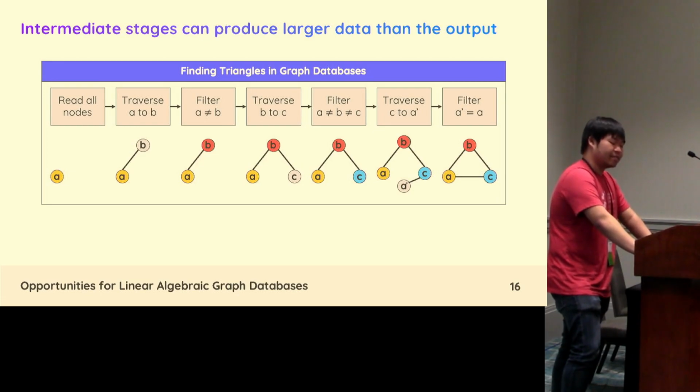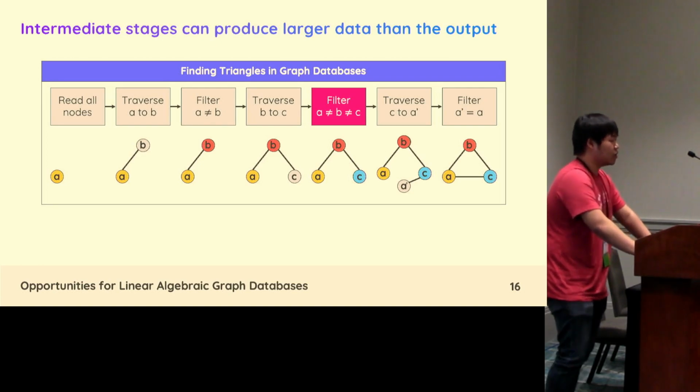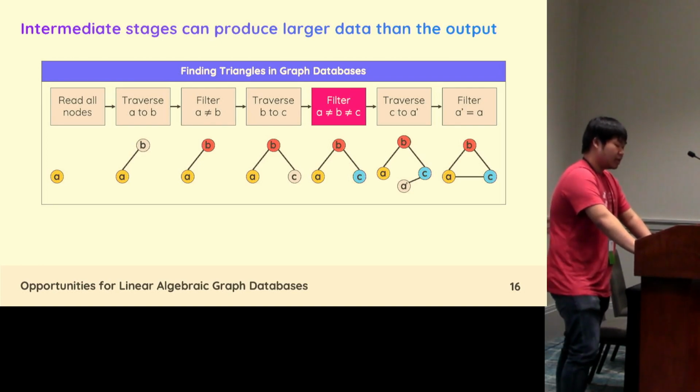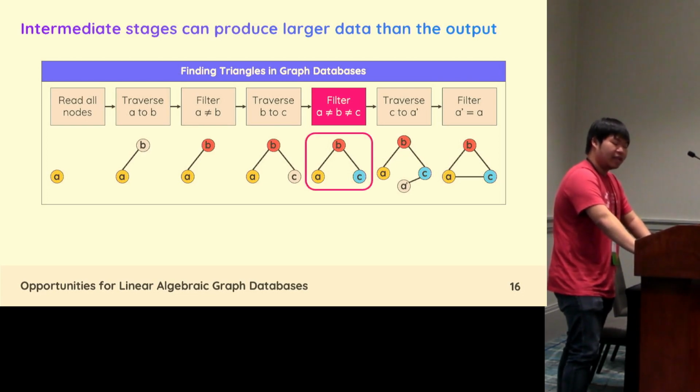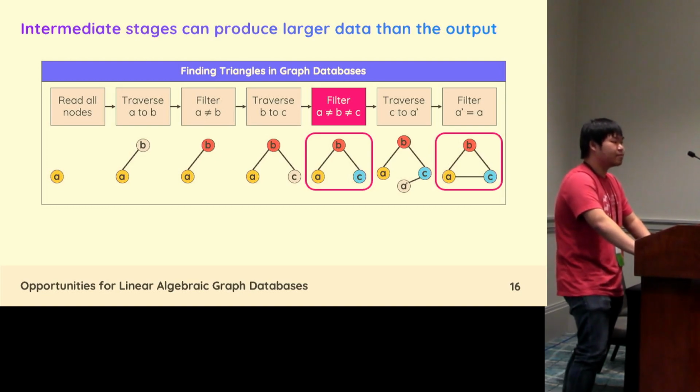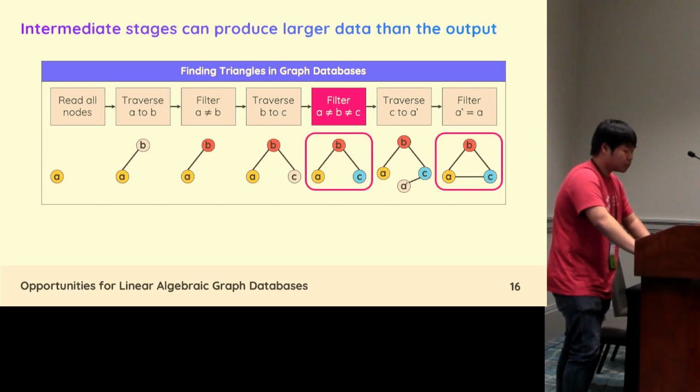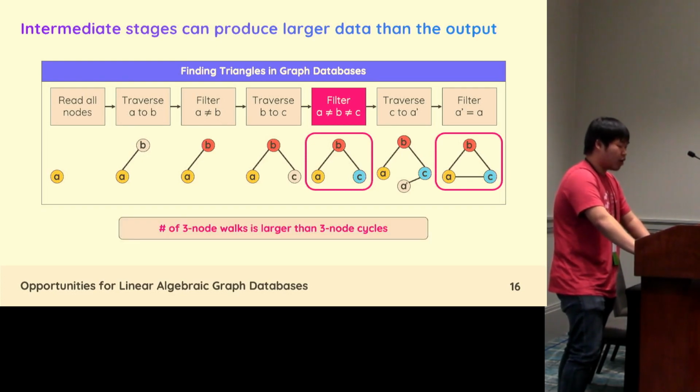But this is not the only opportunity for fusing operations. There is an alternative approach for finding patterns. But why do we care about the alternative approach? I would like to talk about the problem of the previous approach, which is in the filtering A not equal to B not equal to C stage. It turns out that this stage will produce a list of 3-node walks, in which our last stage here will produce a list of 3-node cycles that is actually a subset of the list of 3-node walks. And since the larger list of walks is generated, it is going to cost us both space and time to maintain it until we reach the final stage.